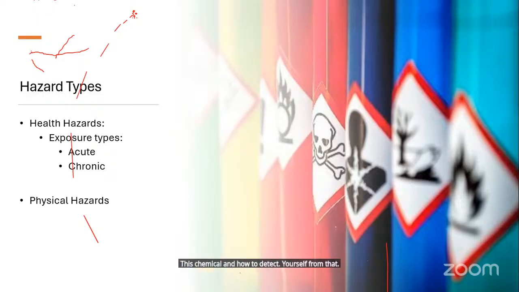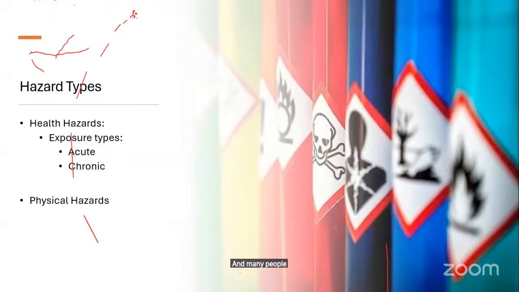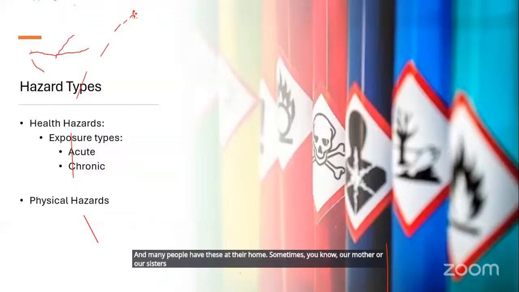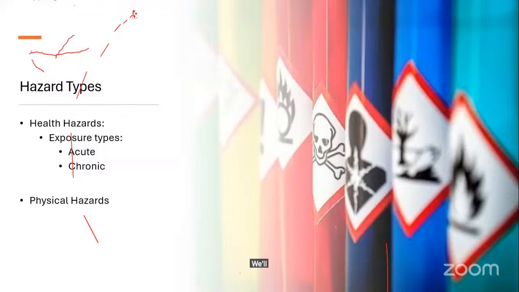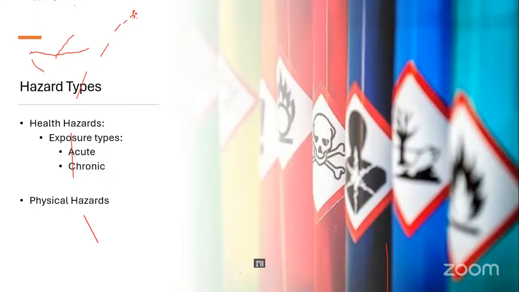And sometimes chemicals are incompatible. At home we use Clorox, which is chlorine, and we have ammonia, which is Flash. Many people have these at home. Sometimes our mother or our sisters or ourselves try to clean the bathroom. We use one chemical and it does not work properly. Then I get another chemical. I'll try to make my own magic formula. I mix Clorox with Flash, which is chlorine and ammonia.